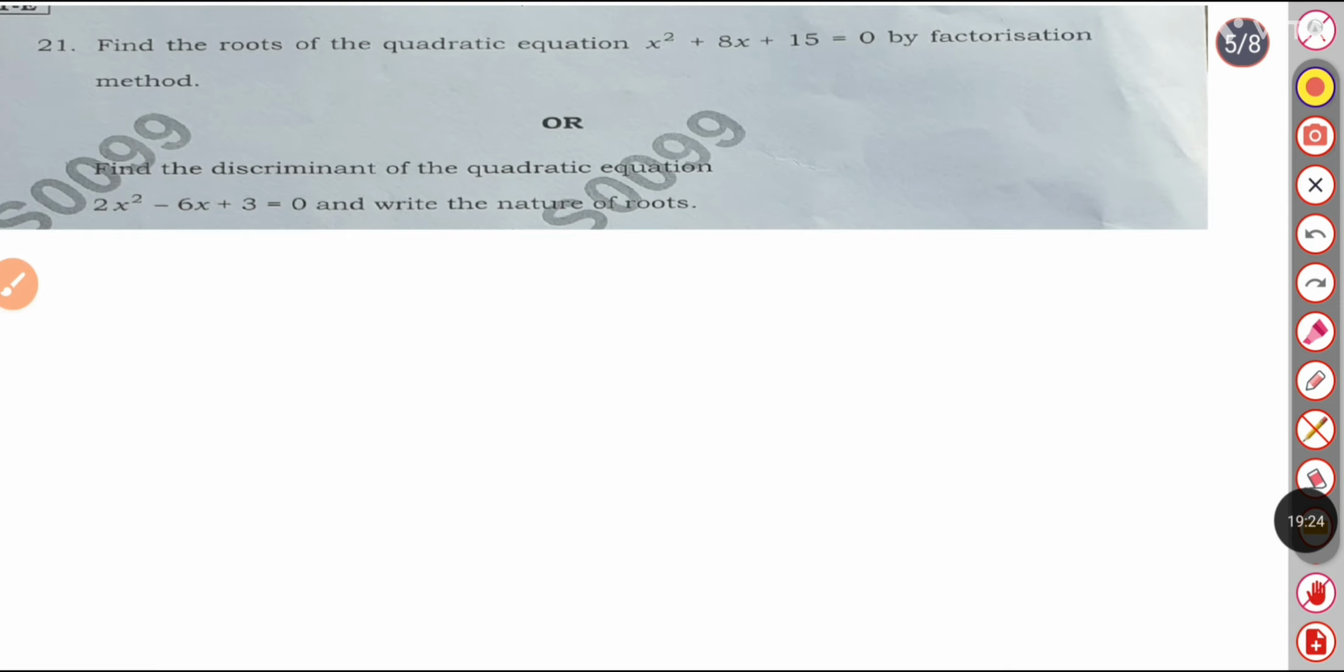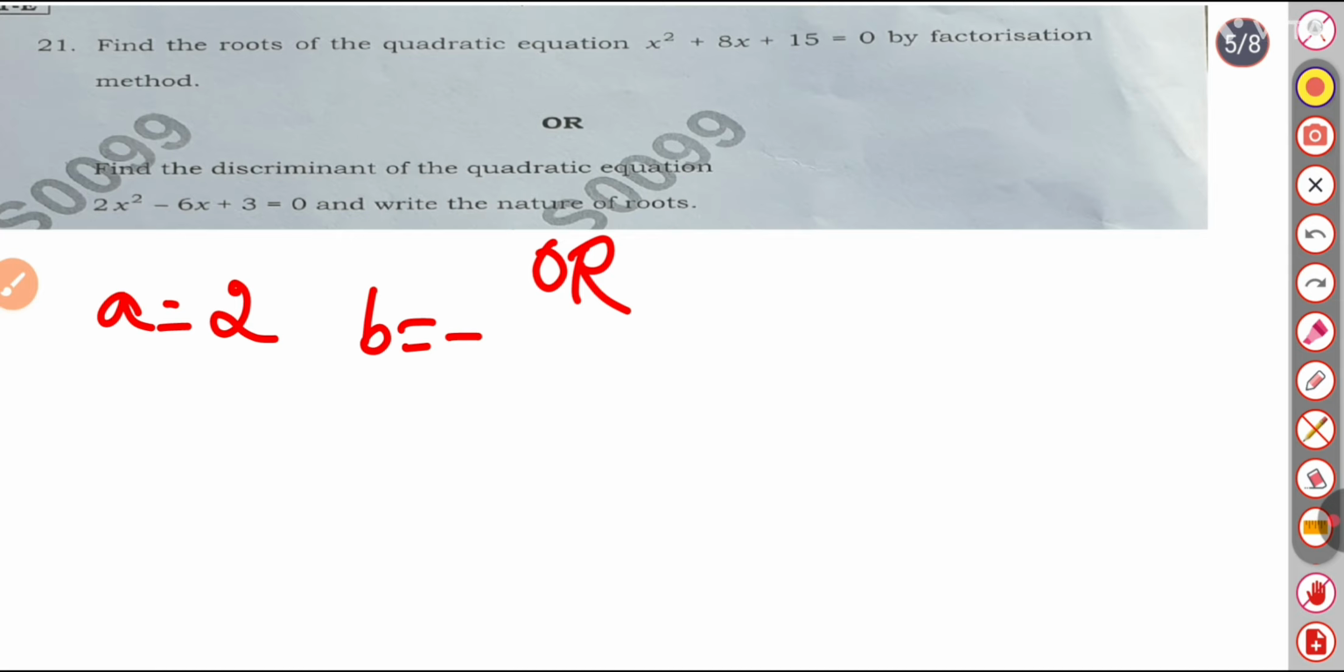Now we'll solve our question: find the discriminant of the quadratic equation 2x square minus 6x plus 3 is equal to 0, and write the nature of the roots. To find the discriminant, we take a equals 2, the coefficient of x square, b equals minus 6, the coefficient of x, and c equals plus 3.